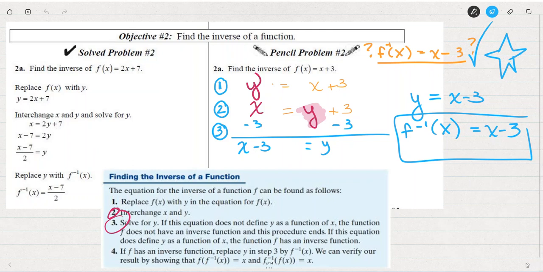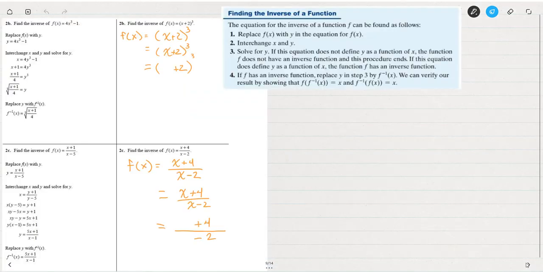Let's try another one, practicing just using this process. Replace the f of x with y. So I'm going to get rid of the f of x and just change it to this notation, because y and f of x mean the same thing. It's just two different notations. And then next I'm going to interchange x and y. So the y becomes an x and the x becomes a y. And now I want to solve for y.